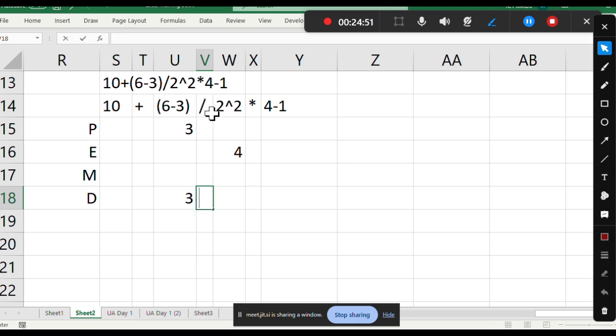This 3 divided by 4 will give us the answer. What is the answer? The answer should be 3 divided by 4.